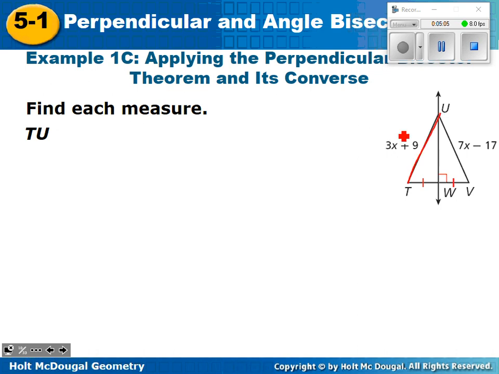Do we have a perpendicular bisector? What line is the perpendicular bisector? UW. Yes. UW is the perpendicular bisector because it's forming a right angle and it's bisecting the line segment TV. So that means what about TU and VU? They're congruent. Okay, and so then we just set them equal. 3x plus 9 equals 7x minus 17. And the math then becomes super easy.